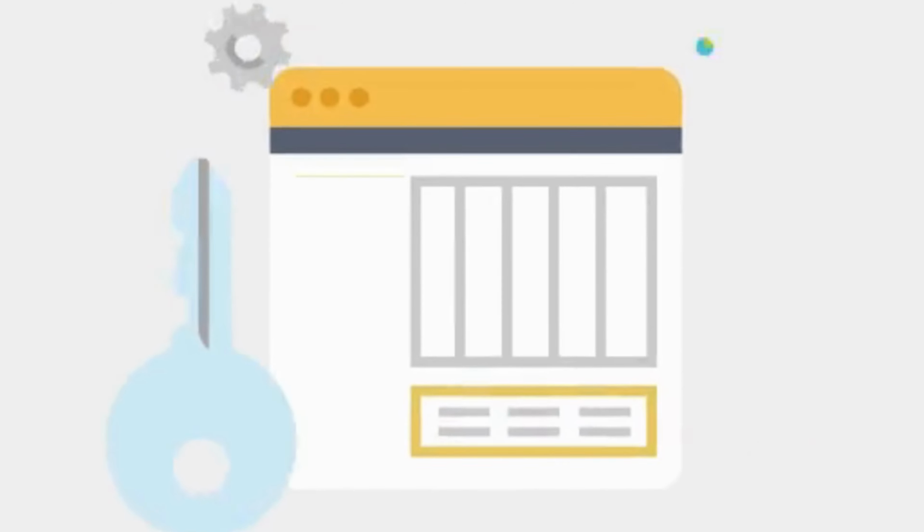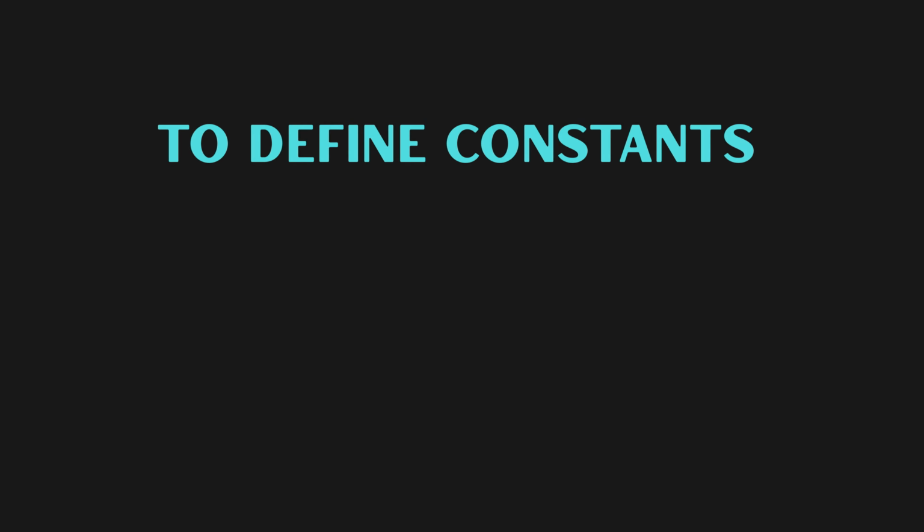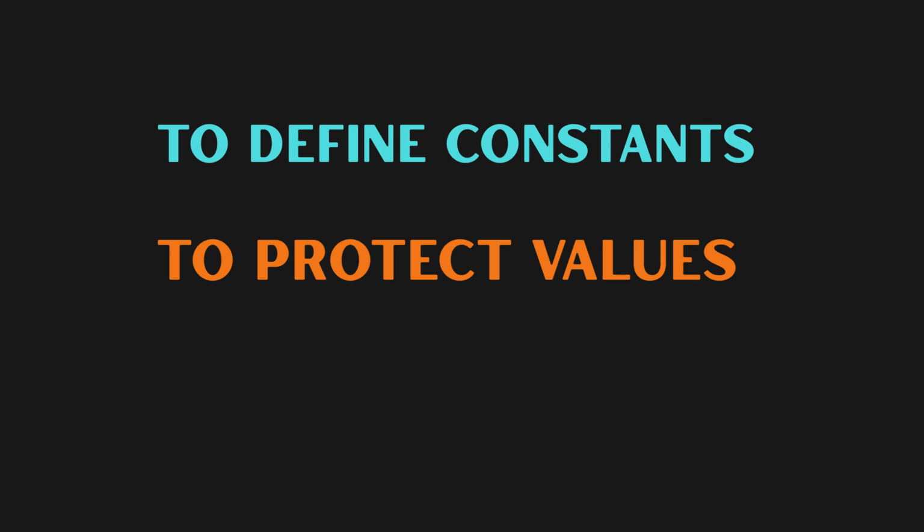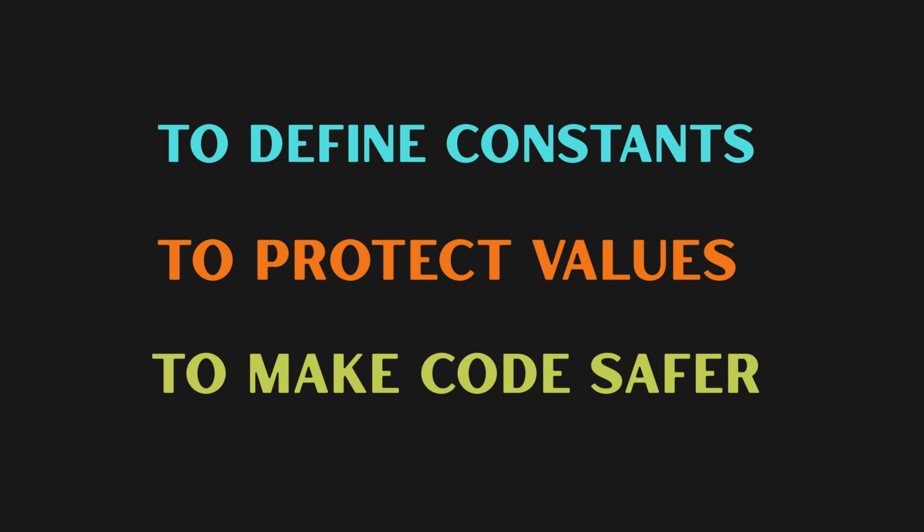So, where do we use final in real life? To define constants like pi. Pi is 3.14. To protect values in business logic like salary cap and tax rates. To make code safer and prevent accidental changes, we use the final keyword.